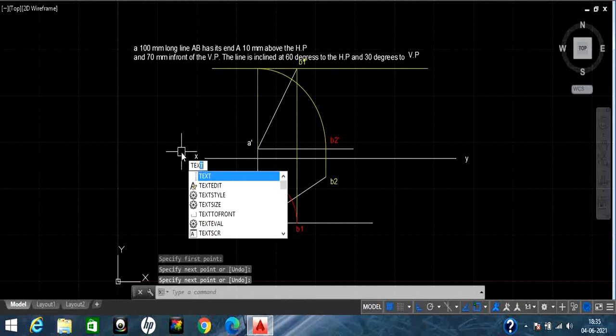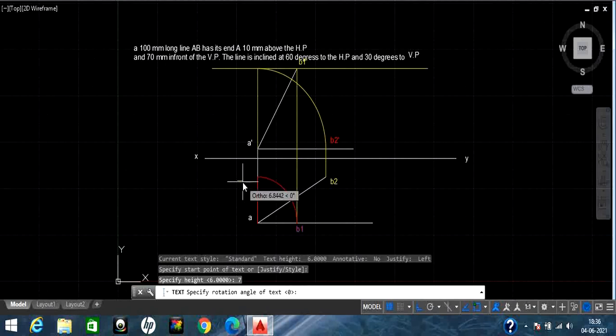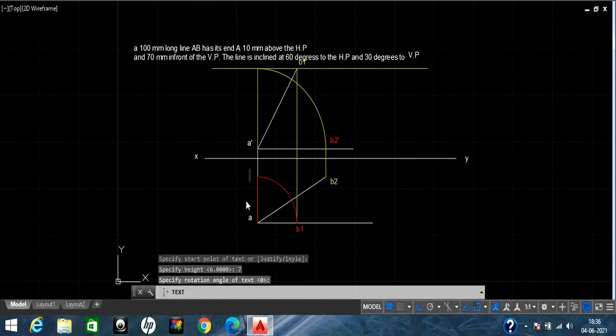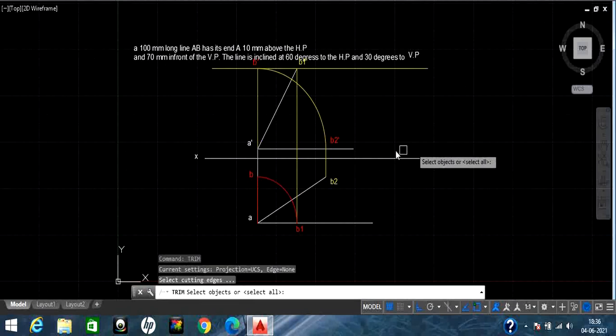Text. This point is B, and this point is B dash. The angle between these two lines is 60, already given, and the angle between these two lines is 30, already given. So this is the complete procedure.